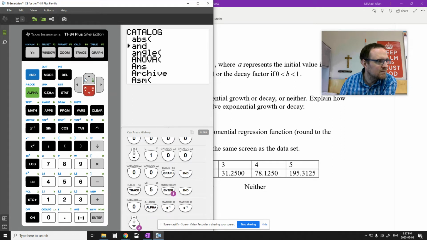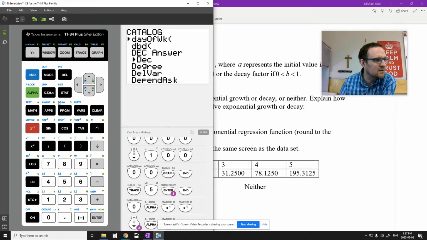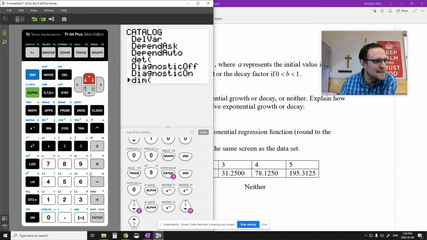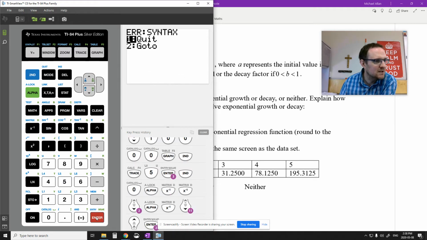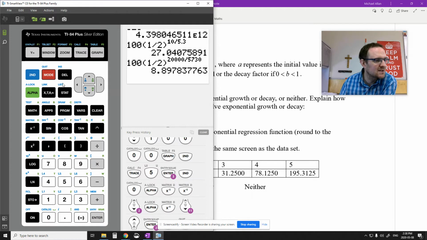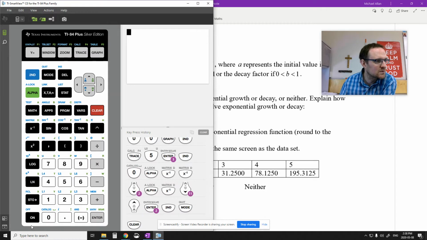You can just scroll down, but you can also go alpha D. Yes, there we go. Alpha D goes down to the Ds for you. We want to go to diagnostics, so I'm going to turn that on. Diagnostics on and off. I want to make sure that's on. Hit enter. Hit enter again. Oh, you actually want to quit out of this first. You want to do it on the regular screen here.